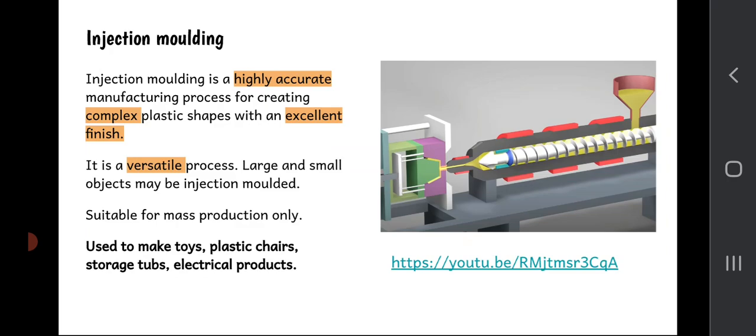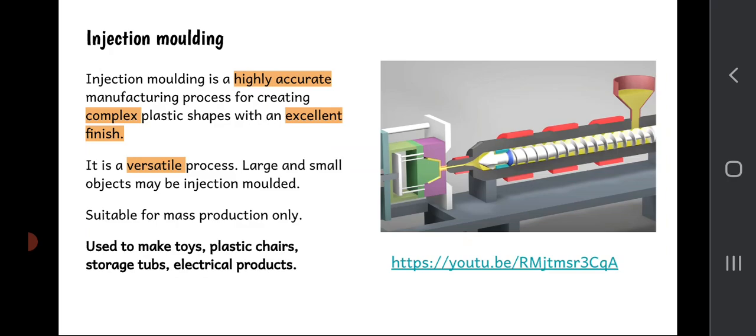Injection moulding is a highly accurate manufacturing process. It can create really complex looking parts, and they come out of the machine with a superb surface finish. It's very versatile as well. You can injection mold large things like entire chairs, or you can injection mold small things like Lego bricks. But it's only suitable for mass production.